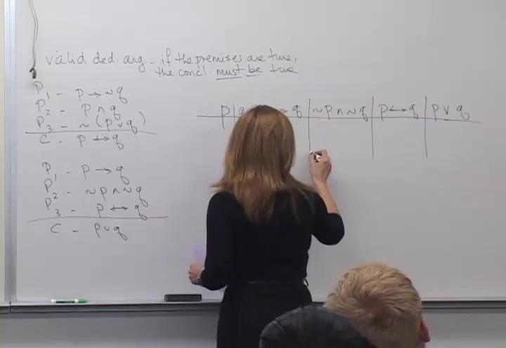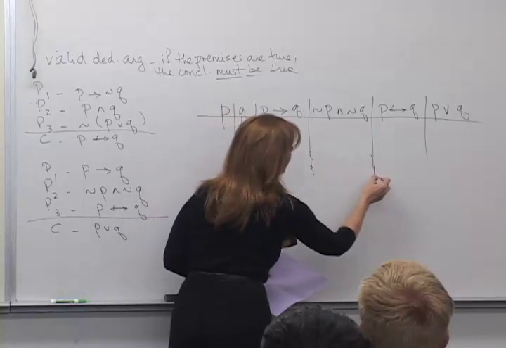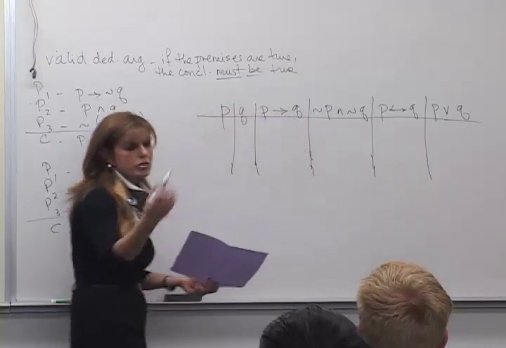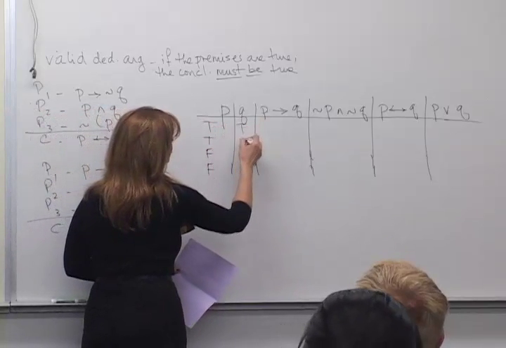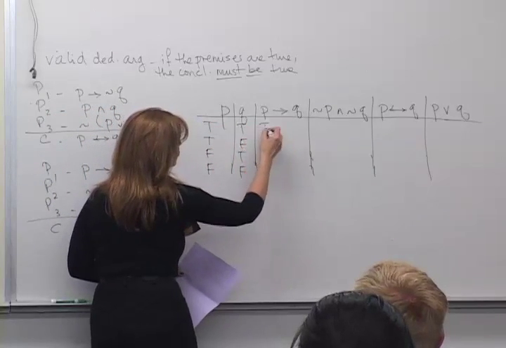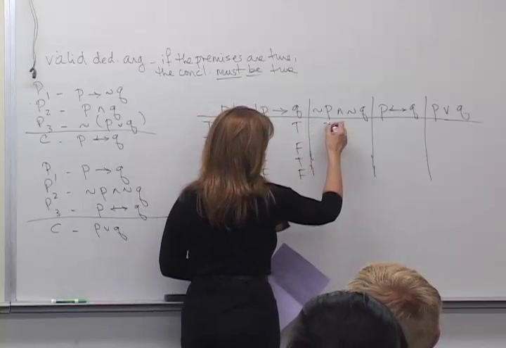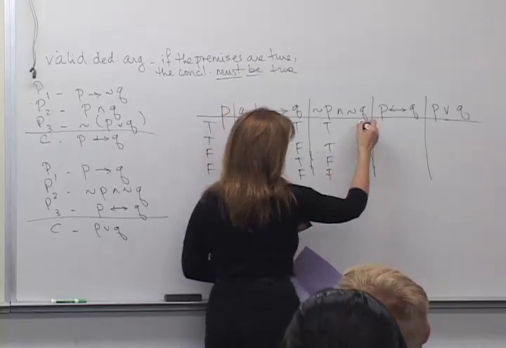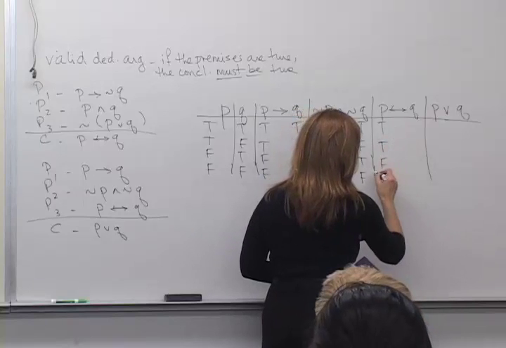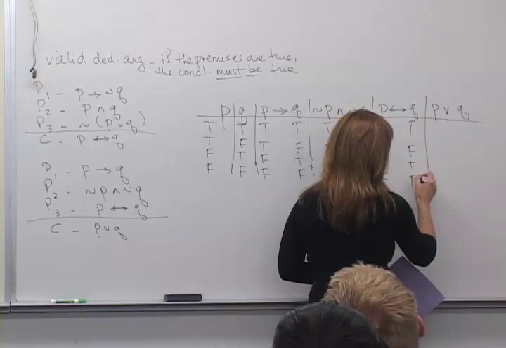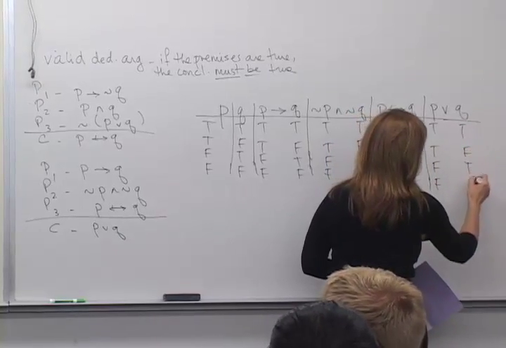Okay? So, again, you fill it in. Once you do it a couple of times, it just becomes second nature. You just fill out the truth table. You just do true, true, false, false for P, and true, false, true, false for Q.